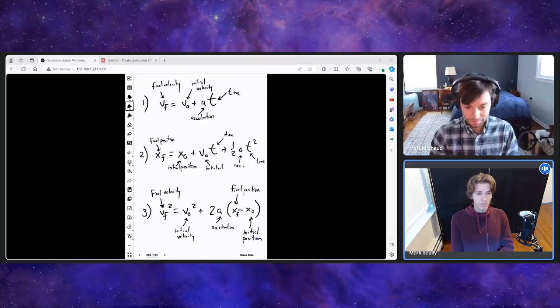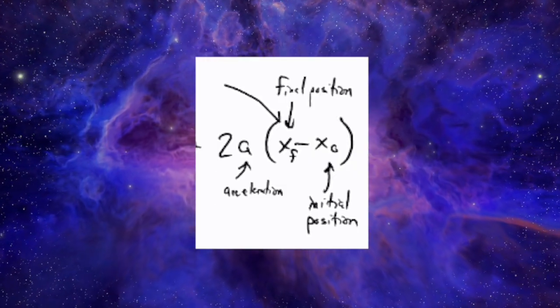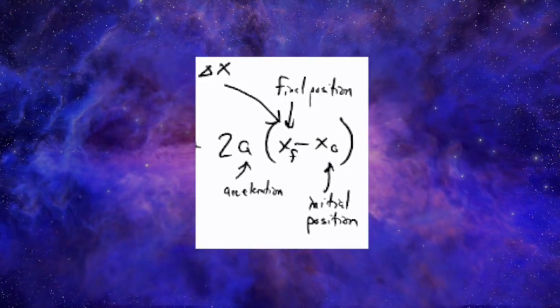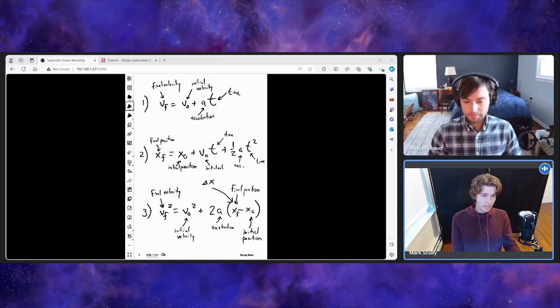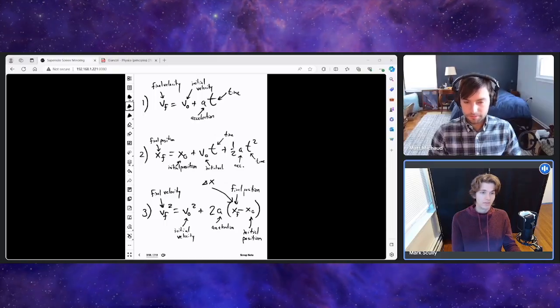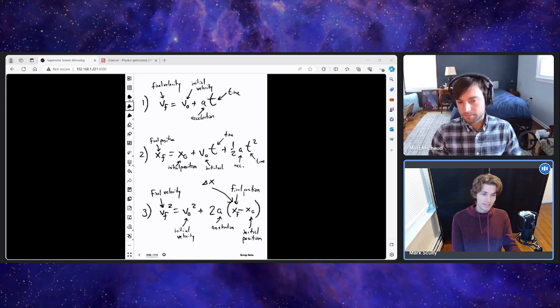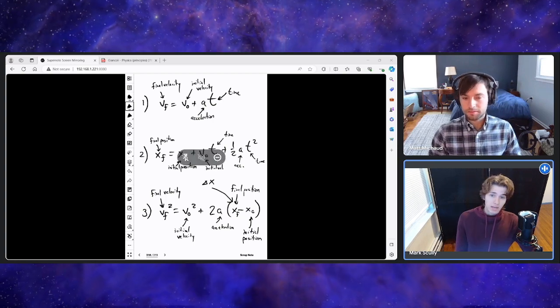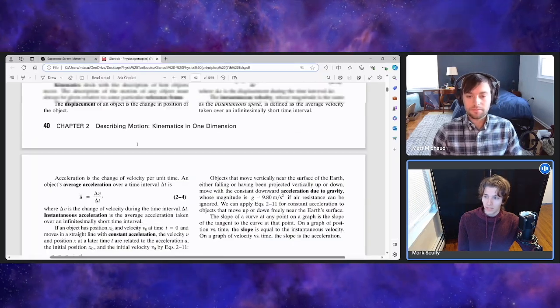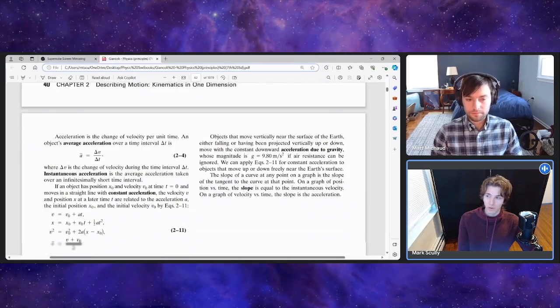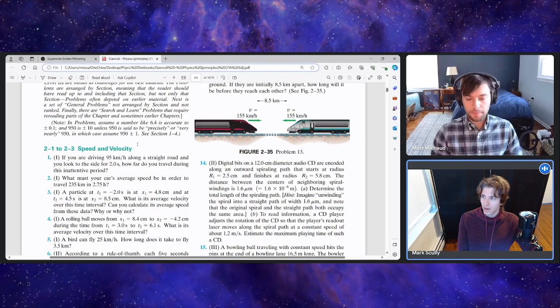Perfect. Another way to think of this entire part is delta x, or the change in position, right? Sometimes the equations are written that way with delta x instead of x final minus x initial. Now we're going to be using these equations to actually solve problems. We just covered the entire chapter review as far as equations go. Now we're going to do a few practice problems.